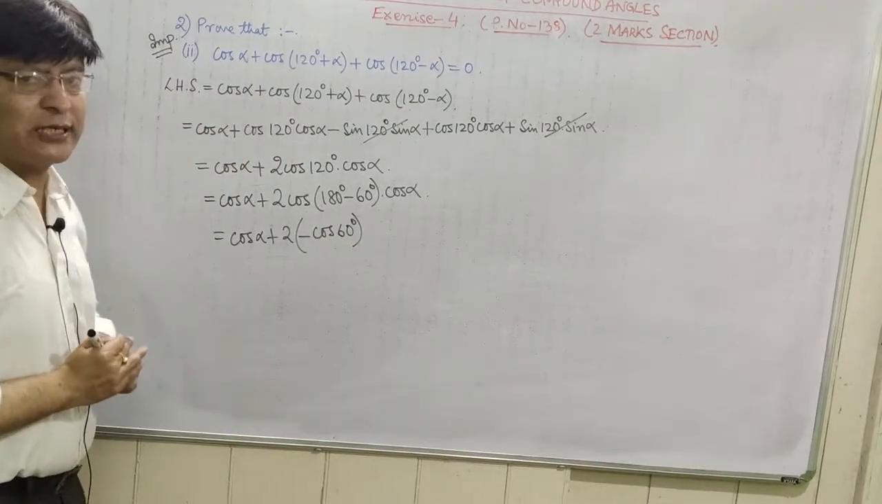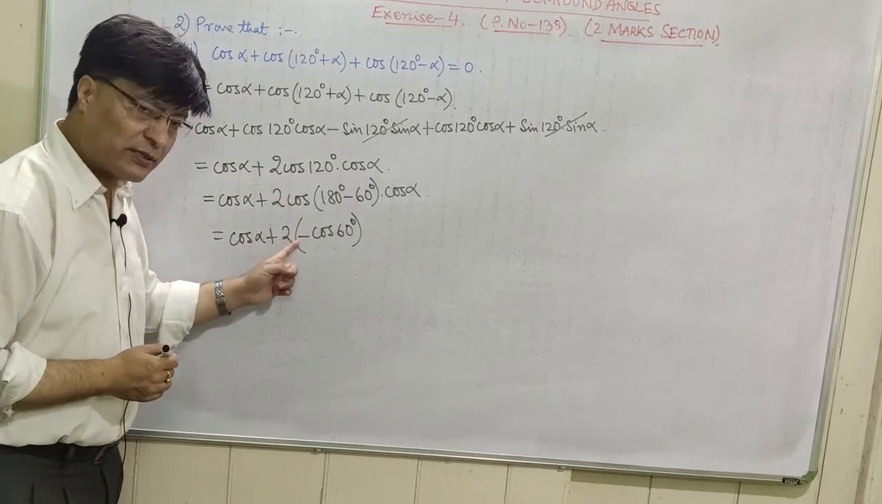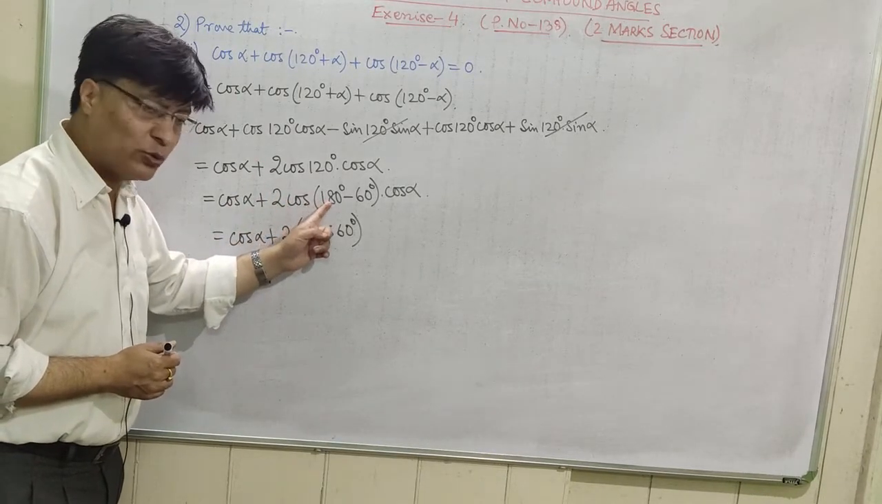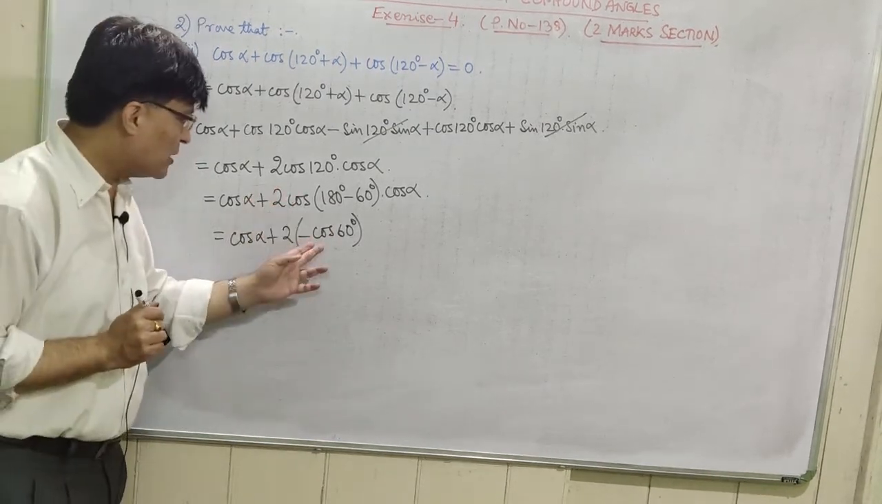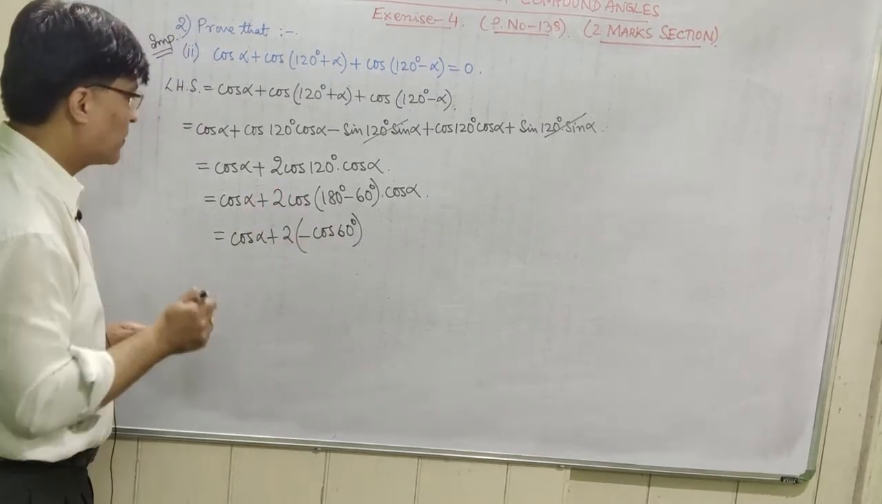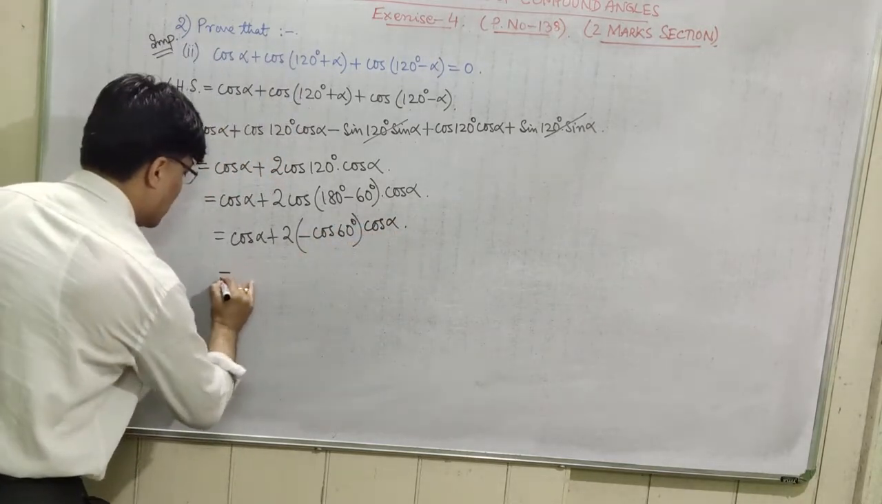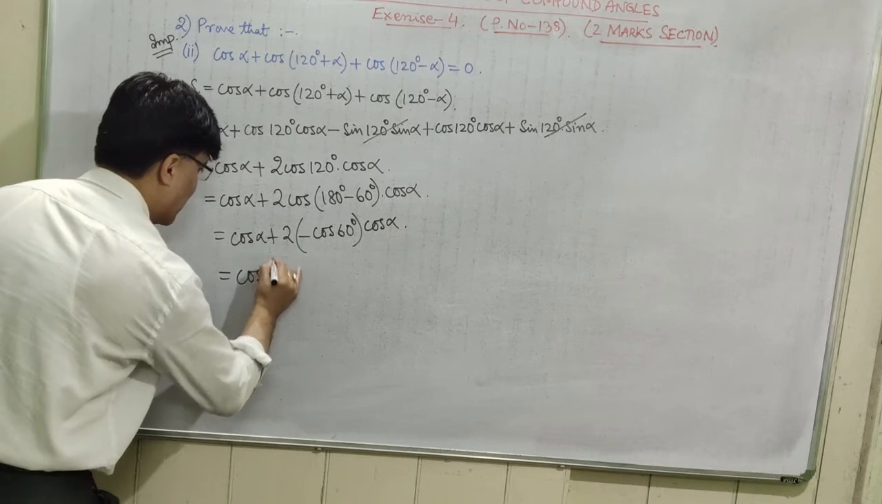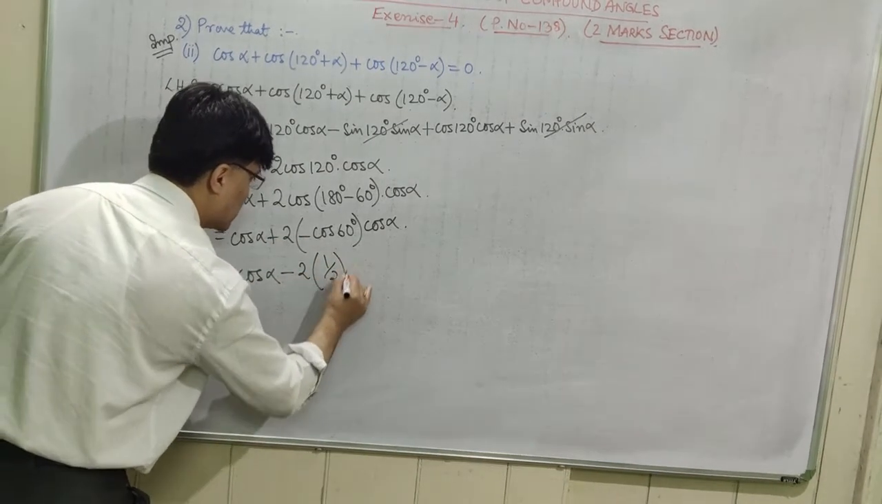So 180 minus 60 degree, you know that it lies in the second quadrant. In the second quadrant, cos is always negative. So 90 into 2, 180 is an even multiple of 90, so cos remains the same, that is cos 60 degree. And we have here cos alpha, right? So which is equal to cos alpha plus, minus 2 into, what is the value for cos 60 degree? It is half.